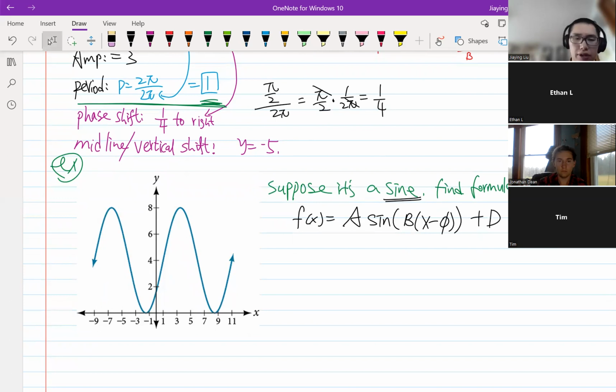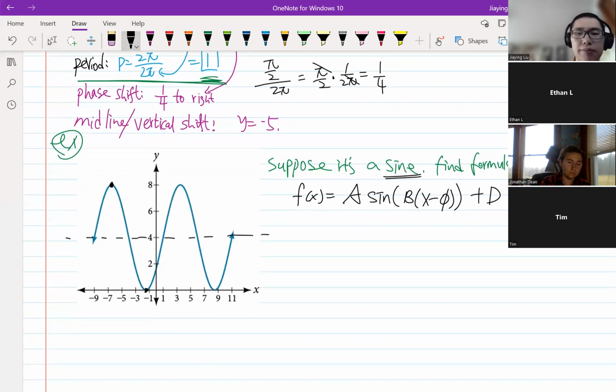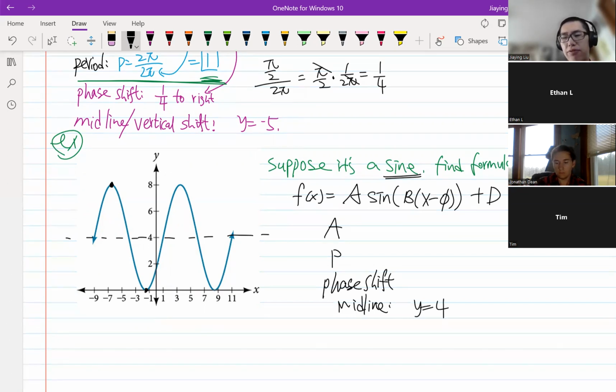By just looking at the graph, it's a little bit easy to find the midline, right? Because we have the highs and the lows. So the highest is at y equals 8, the lowest at y equals 0. So the line in the middle. So let me write down midline. So amplitude, period, phase shift, and then the midline. So we already know midline is at y equals 4. So that means D equals 4.